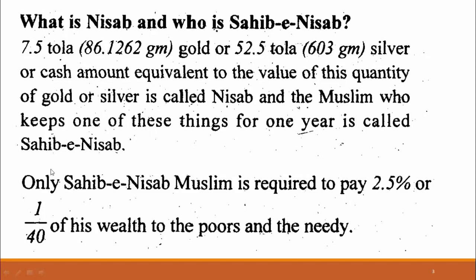So only a Sahib Nisab Muslim is required to pay 2.5% or 1 over 40 of his wealth to the poor and needy person. So in this slide you see here, this is the amount of Nisab, and a Muslim who has a cash amount or these quantities is Sahib Nisab and must pay Zakat equal to 2.5% or 1 over 40 after 1 year to the poor and needy person.